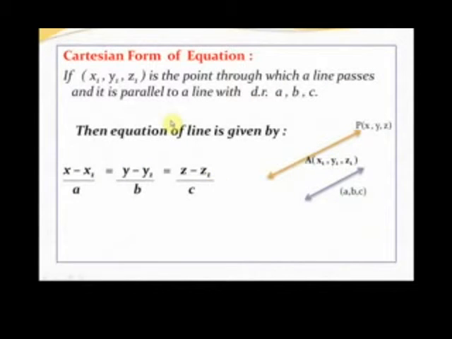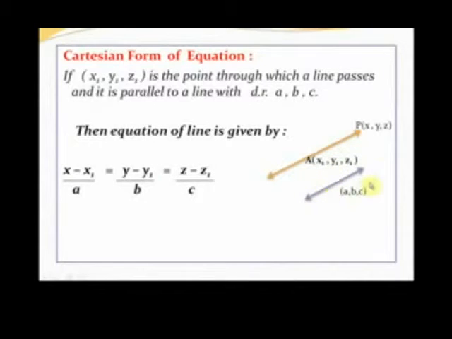Now let's try to convert this form to the Cartesian form. So if we say that x1, y1, z1 is the point through which a line passes and it is parallel to a line with the direction ratios a, b, c. Now if we have been given the direction ratios, it means that we have been given the direction of any particular line. So if we say that this is the required line, A is any point through which the line passes, let us say that the coordinates of which are x1, y1, z1.